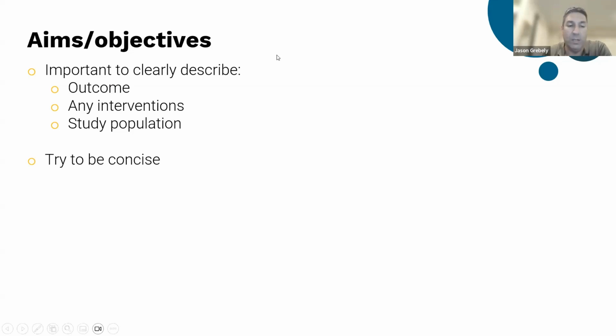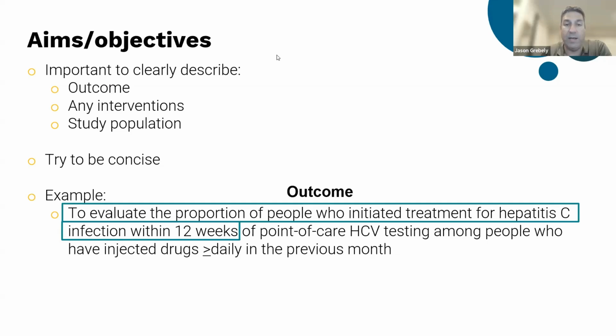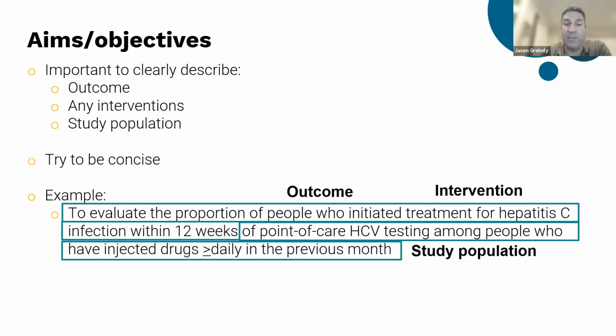So here's an example. This is one objective: to evaluate the proportion of people who initiated treatment for hepatitis C infection within 12 weeks of point of care HCV testing among people who've injected drugs greater than daily in the previous month. So the outcome is the proportion of people who initiated treatment for hep C infection within 12 weeks. The intervention is point of care testing. And the study population is people who've injected drugs greater than daily in the previous month. So really clear. You've got your outcome, what the intervention was, and what the study population was. And then your reader totally knows what you're talking about.